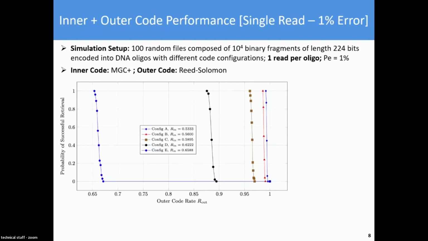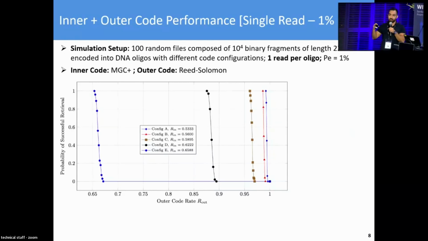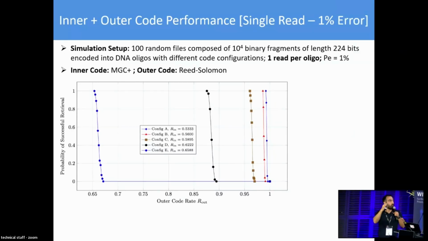And we're trying to find out for each configuration of the inner code, how much redundancy we need from the outer code to be able to recover this file successfully 100% of the times. When I say 100%, it means 100 out of 100 files, because we're generating random files. So here, for each inner code, we have some outer code rate which can achieve this 100% success probability.